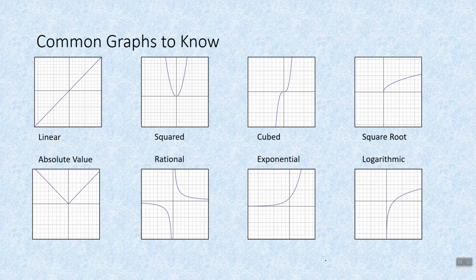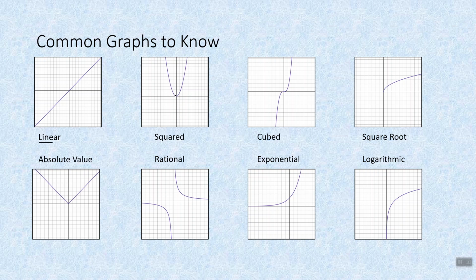All right, so let's look at some common graphs. There's 8 common graphs that you really need to know. We might not use all of them this semester, but these are the 8 basic algebraic functions. A linear function has a graph that's a line, right? So it's just a straight line. Anytime a mathematician says a line, they mean a straight line.